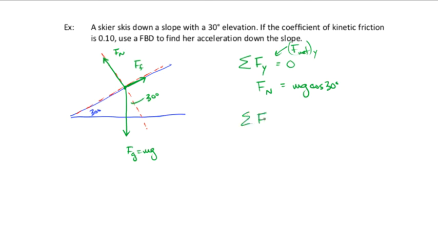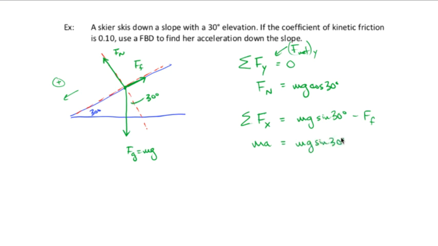If we look at the F net in the x direction, we're going to use this direction as the positive direction because that's the way that she's going to be moving. So we need now the other component of the weight. So her weight sine 30 degrees minus the force of friction that's pointing up the hill and opposing that motion. That's the net force. And by Newton's second law, that must all be equal to her mass times her acceleration.